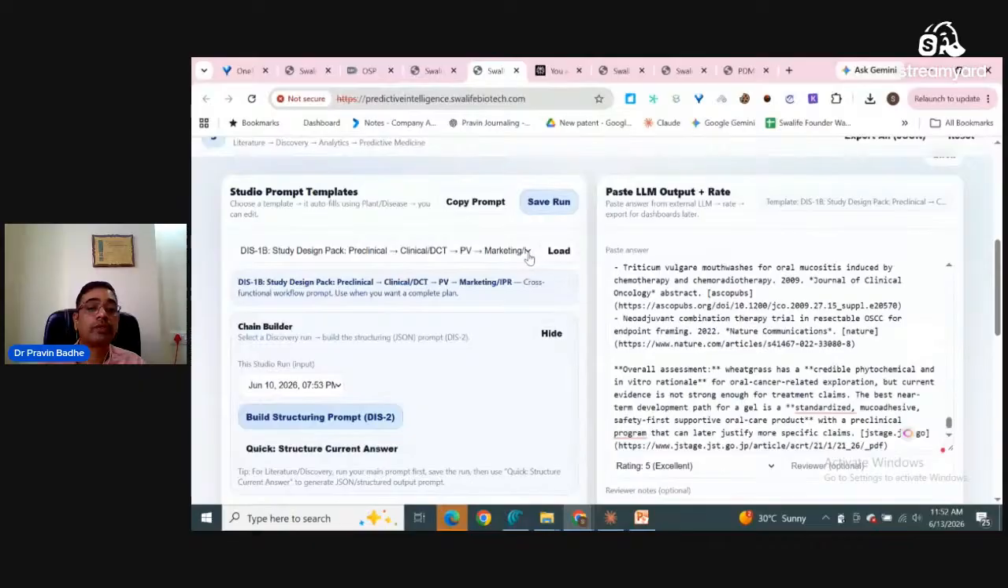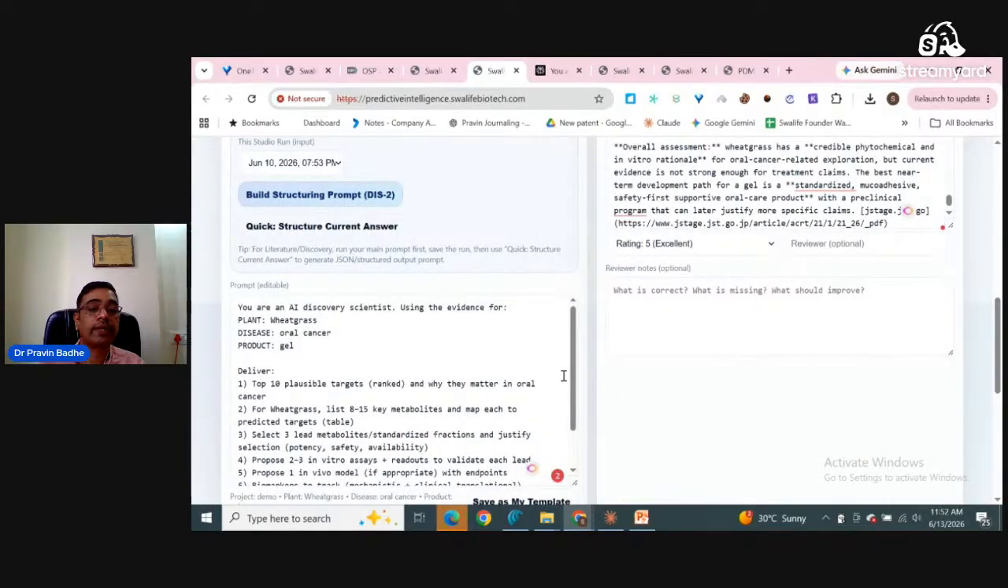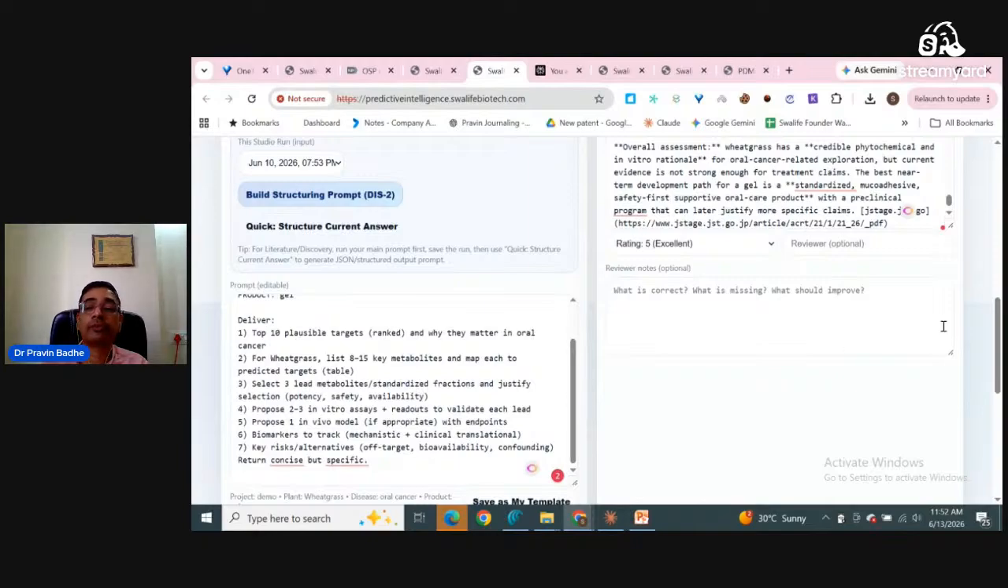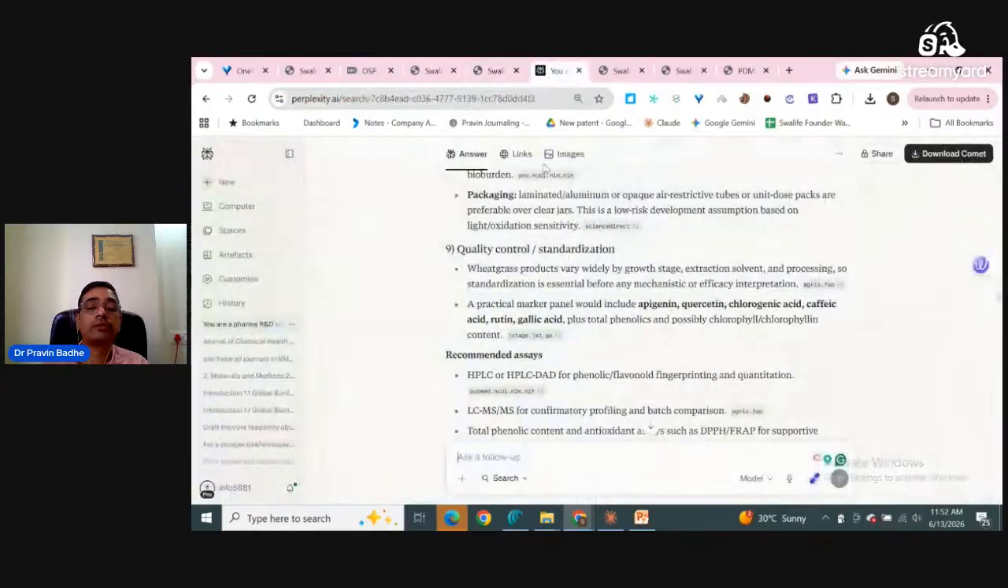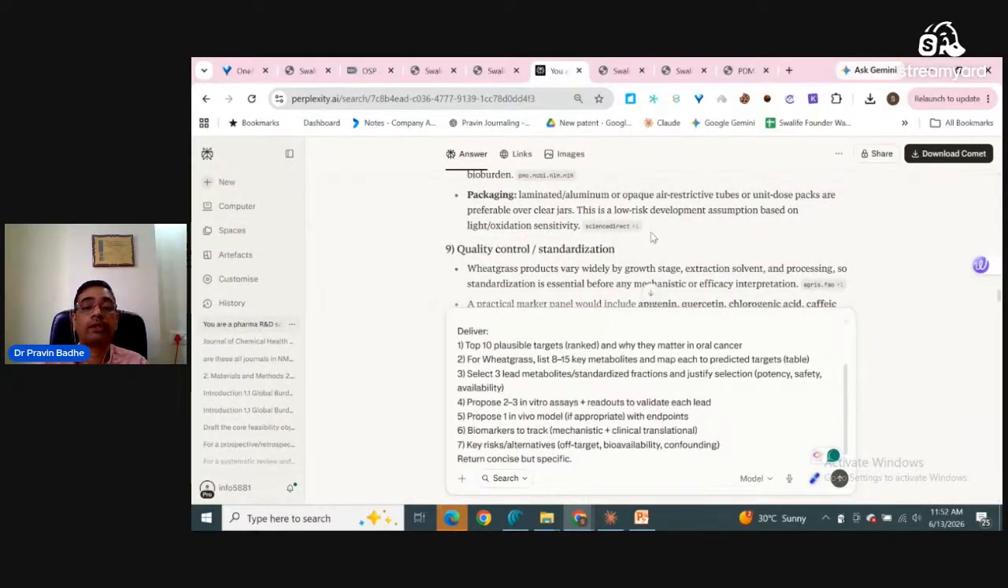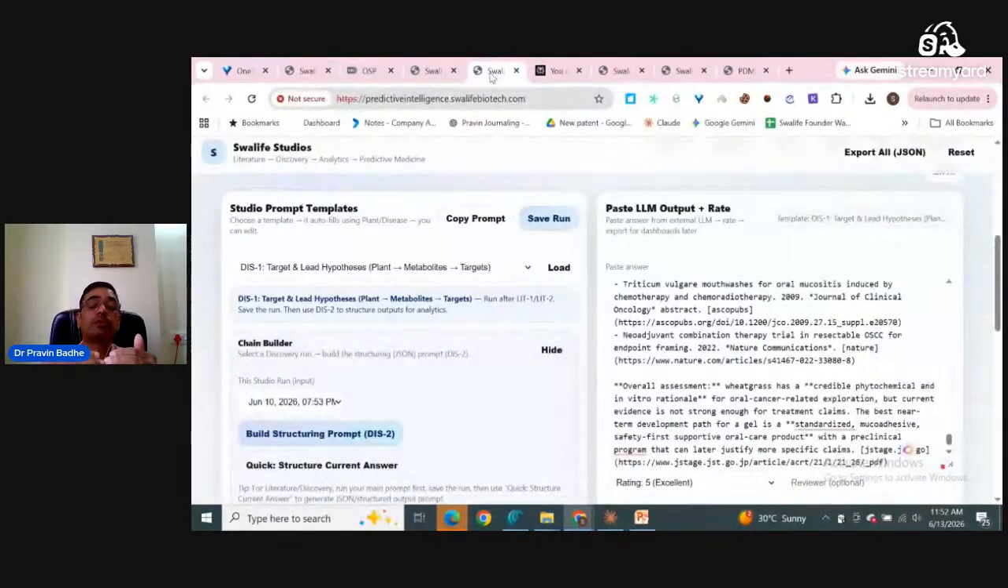So you will go with the first, target and lead hypothesis development. You will load that. Once you load it, you will see that it is now: you are an AI discovery scientist. Using the evidences from here, you will have a prompt which you are going to copy from here, and you will be running it under the same large language model, under the same literature mining, because it is going to refer to the previous one as well in that same large language model. Now here there are three prompts.